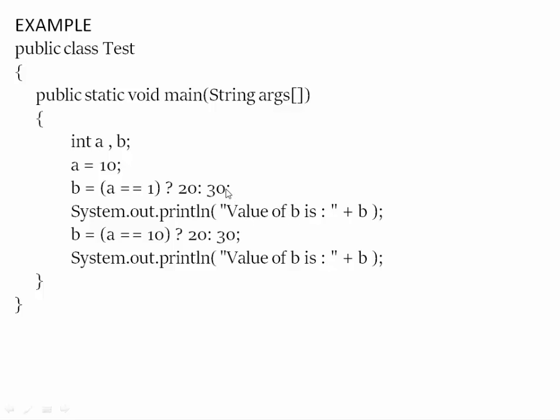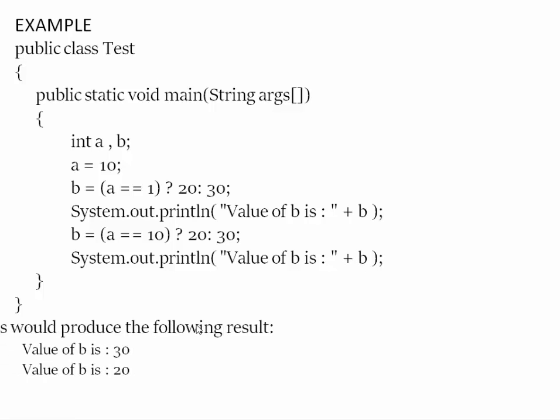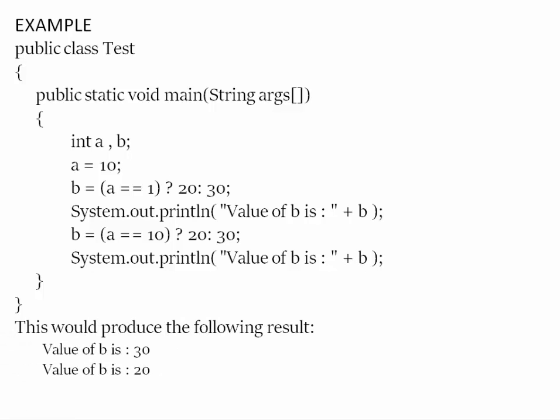So the value of b is 30, because a is not equal to 1, because a is equal to 10, that's why 30 will be assigned to variable b. And in this statement, the initial value of a is 10, so 10 is equal to 10. Yes, the value of a is equal to 10. In this case, expression 2 will be evaluated and the result will be stored into variable b. So in this case, the value of b is 20. Okay, so this is the output after executing this program.